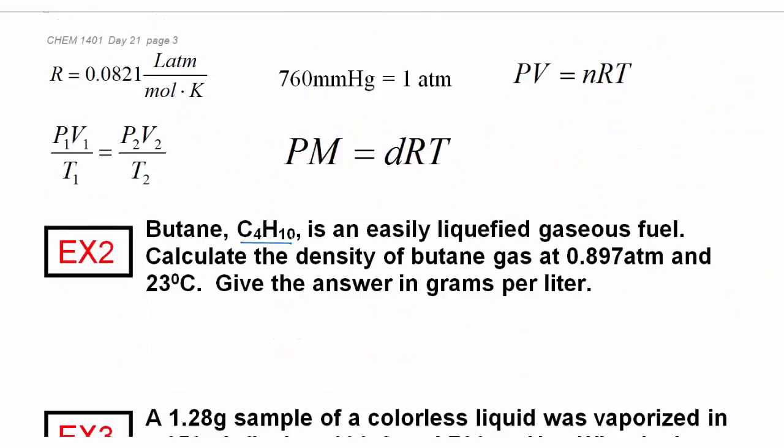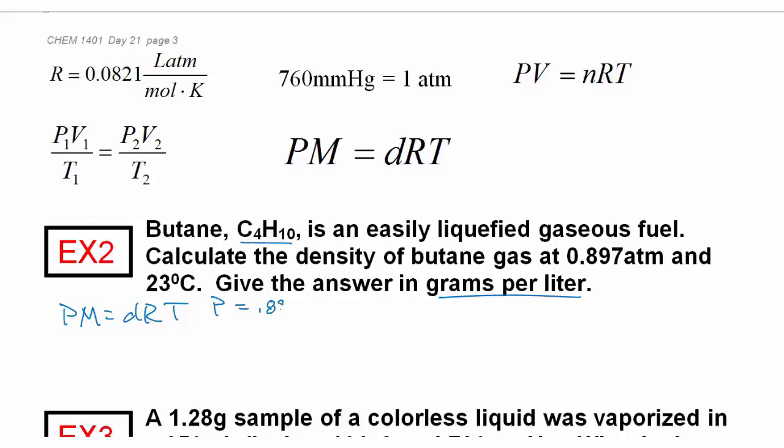Butane is an easily liquefied gaseous fuel. Calculate the density of butane gas at 0.897 atmospheres and 23 degrees Celsius. Give the answer in grams per liter. Great, because that's what's going to come out in. They're asking for density, so it's pretty obvious what equation to use. PM equals dRT. So we just need to know what all those variables are.